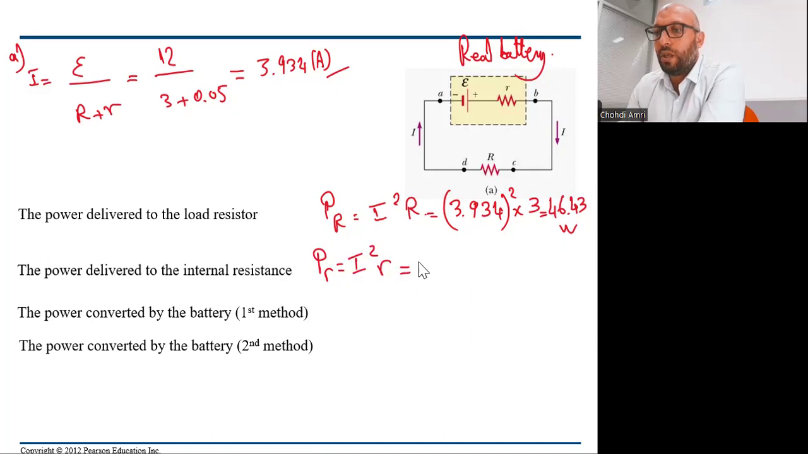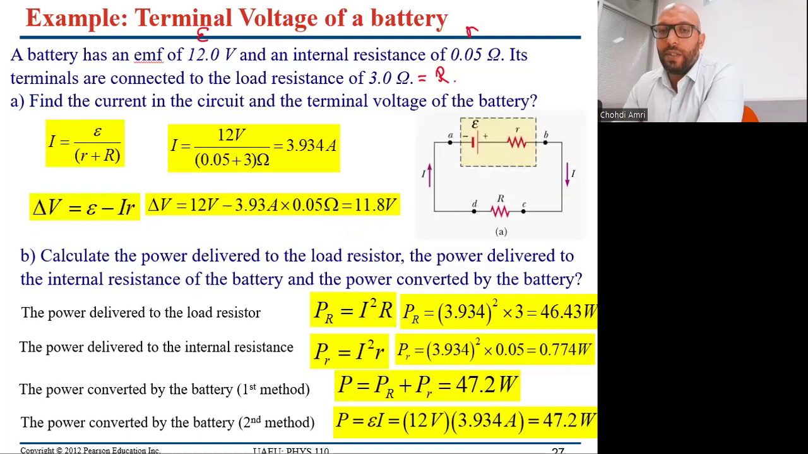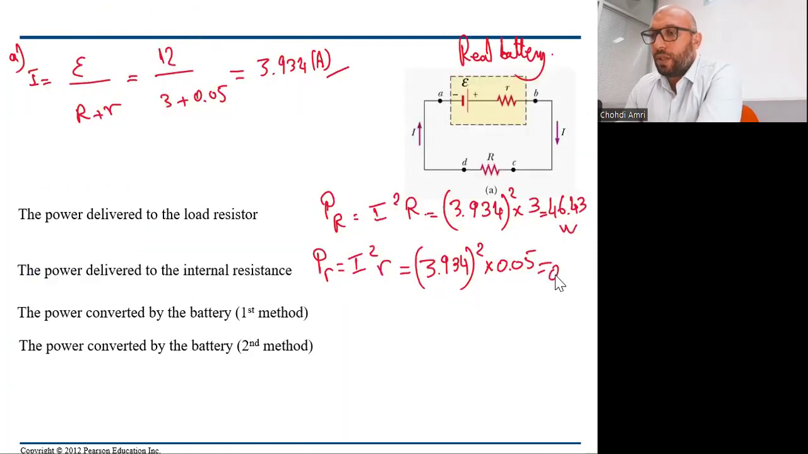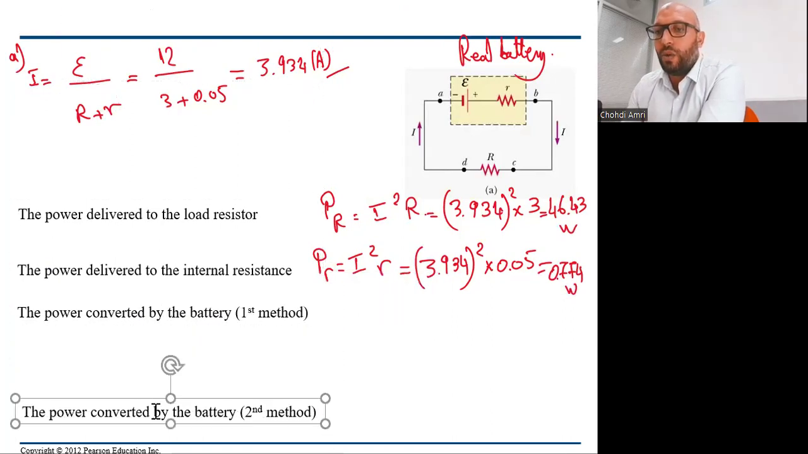So it will be 3.934 power 2 multiplied by 0.05. So the result is 0.774 watts. Okay, what is the power converted by the battery? The power converted by the battery. What will be the power converted by the battery?